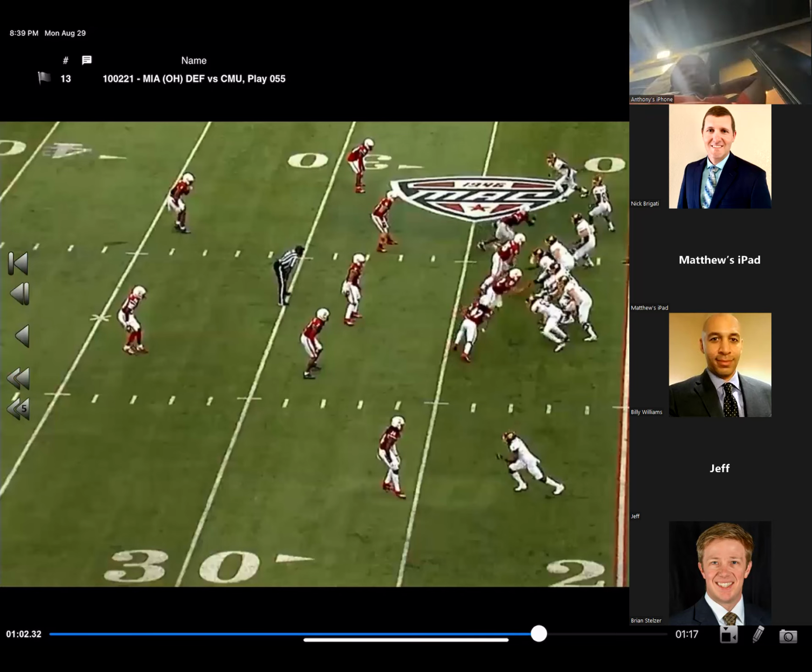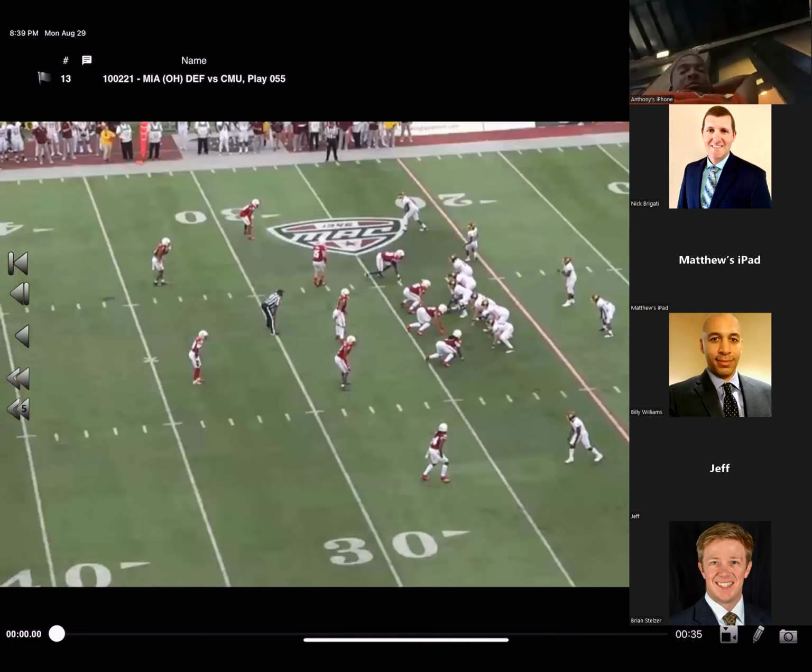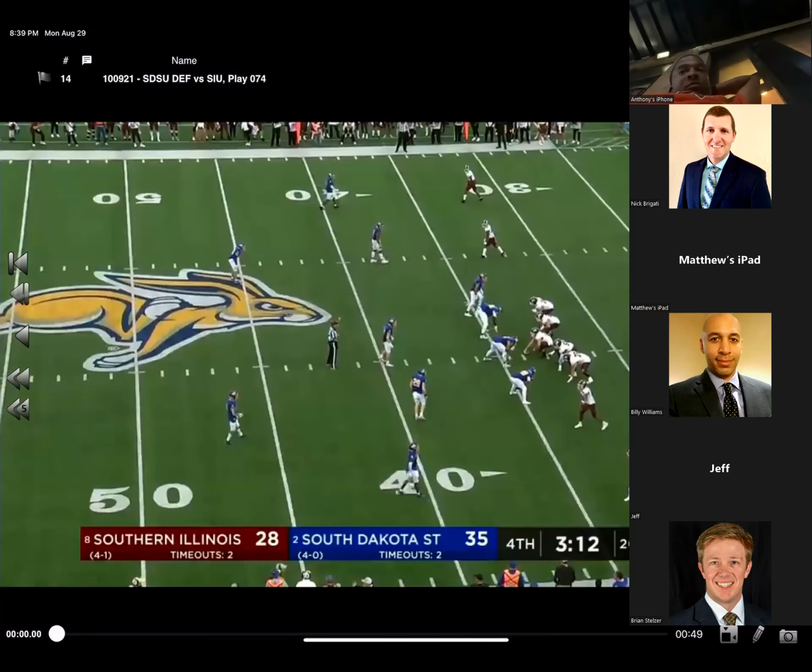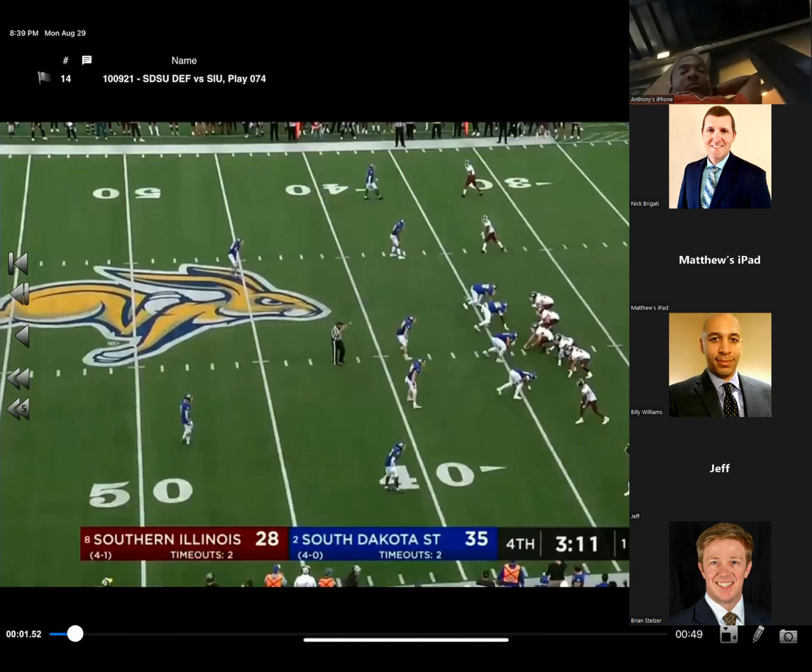Play 14. Same thing. Bottom of the screen again. Slot guys covered up by the deep receiver. Let's see what happens.